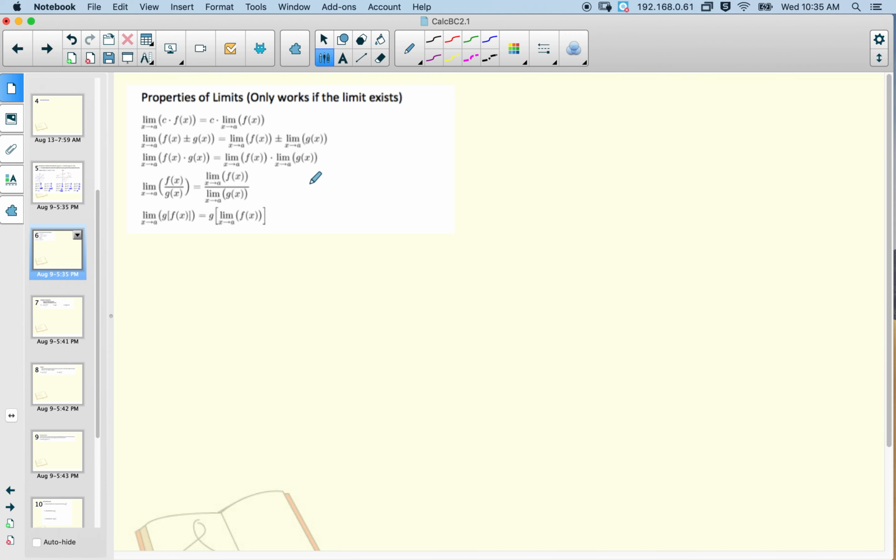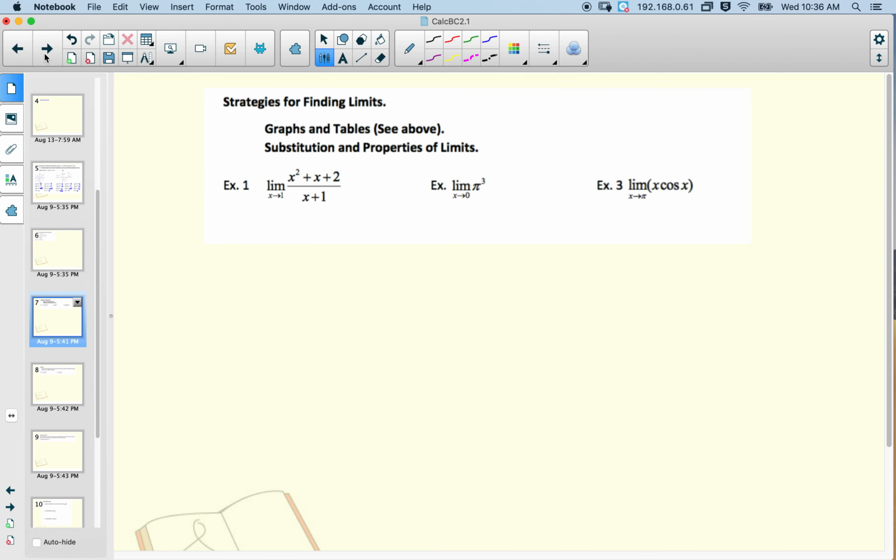I've listed for you in your notes properties of limits. You can multiply a limit by a number. You can add limits, subtract limits, multiply limits. You can divide limits as long as the limit of g of x at a is not equal to 0. And then you can also take a number times the absolute value of a limit. So there's just a set of properties for limits that have been spelled out for you.